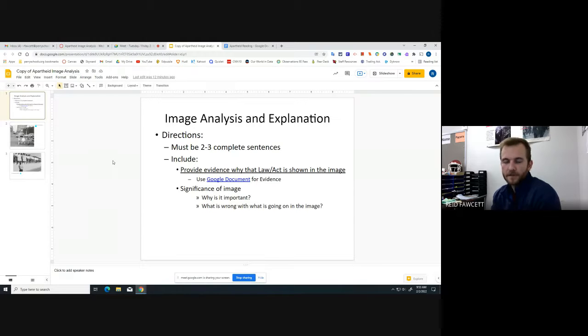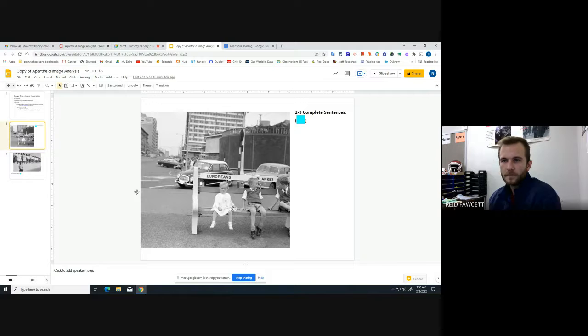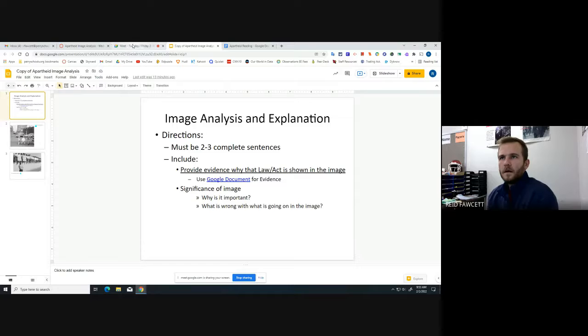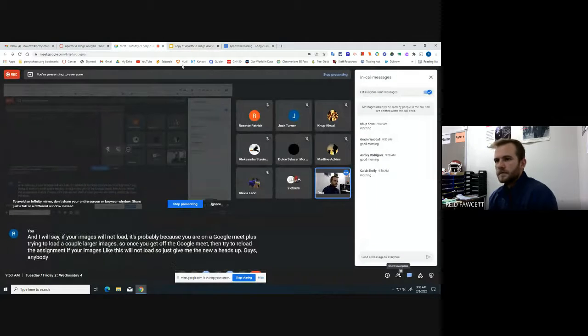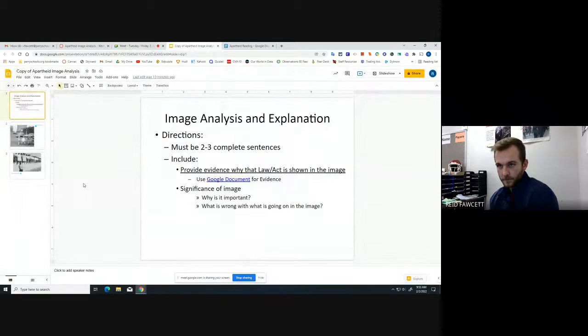And I will say, if your images will not load, it's probably because you are on a Google Meet plus trying to load a couple larger images. So once you get off the Google Meet, then try to reload the assignment if your images like this will not load. So just giving you a heads up. Is anybody having troubles? Okay, I'll take that as we're okay.